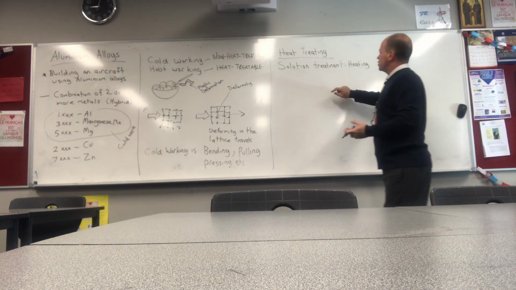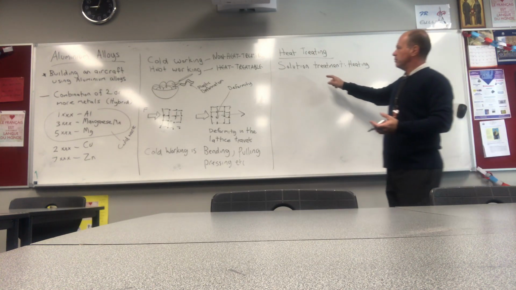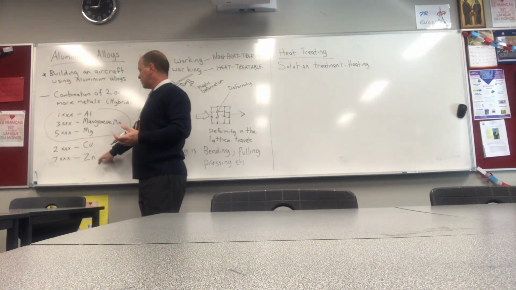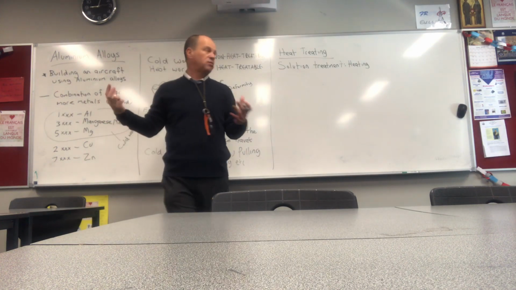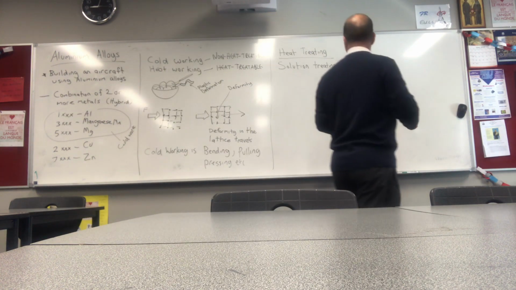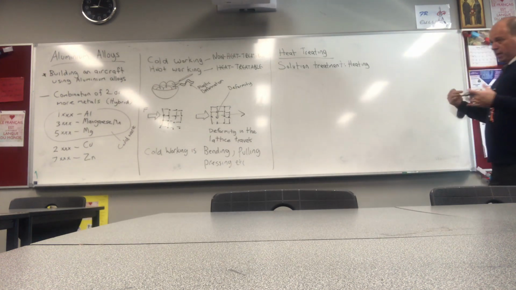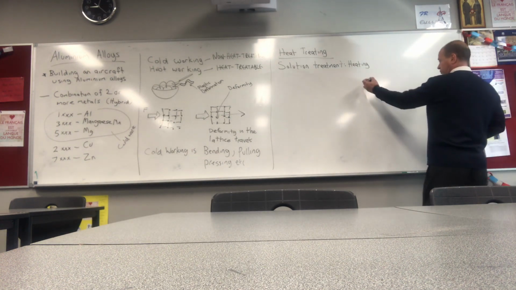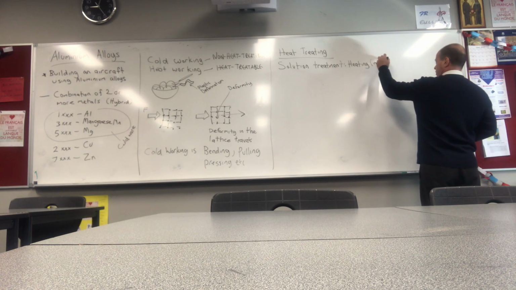When you come over here to your heat treating types of alloys, you're looking at your copper and your zinc. Okay, this zinc one's extremely strong. It's used for the superstructure of the aircraft. And you're going to use solution treatment and then aging processes. Okay, so solution treatment is heating, so not to melting.